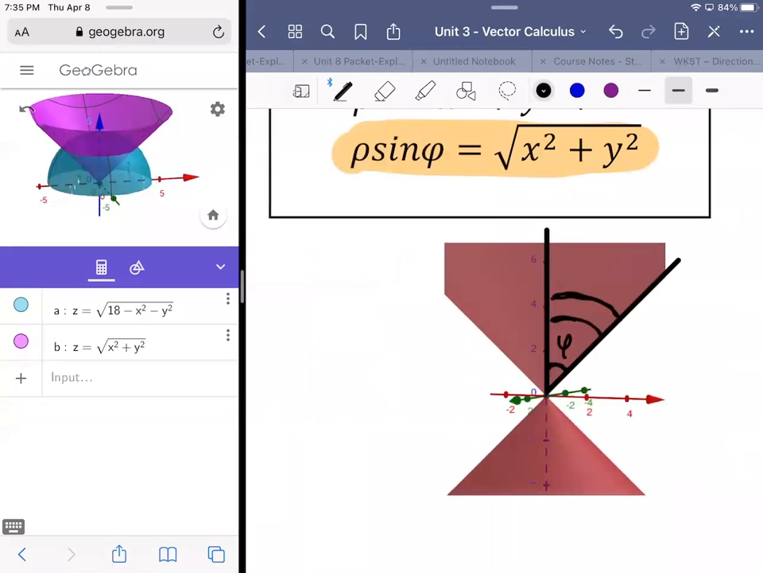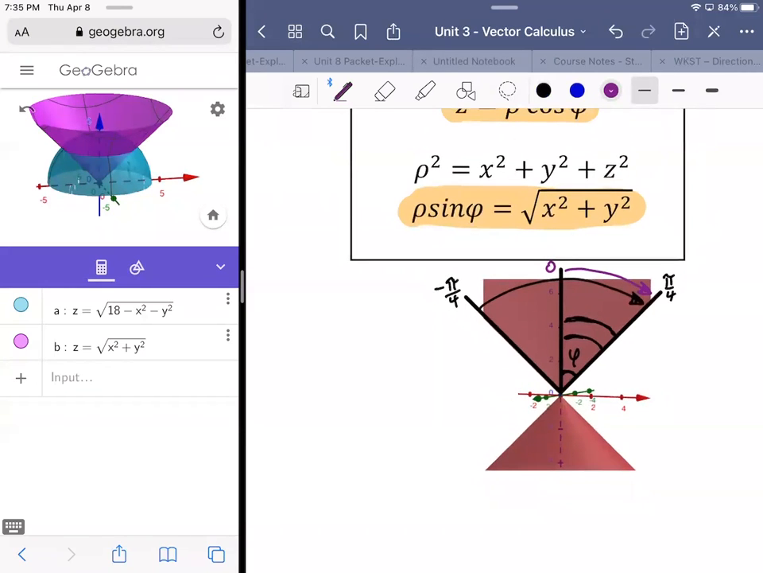If I'm looking at this as the profile view, this is pi over 4. This is negative pi over 4. I'm either going to want to go from negative pi over 4 to pi over 4, or I'm going to want to go from 0 to pi over 4 and double it. All right. So depending on what I consider to be the easier route, I'll withhold judgment, but at least now I know the bounds for phi. It's based off of personal choice. It's either going to be negative pi over 4 to pi over 4 or 0 to pi over 4.